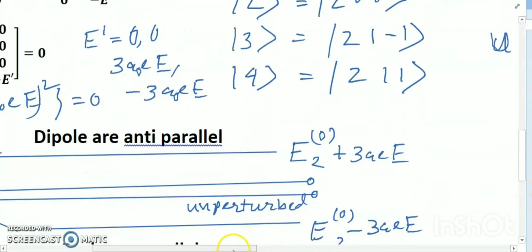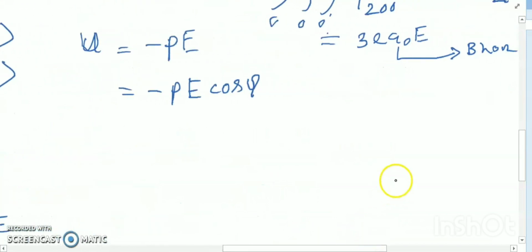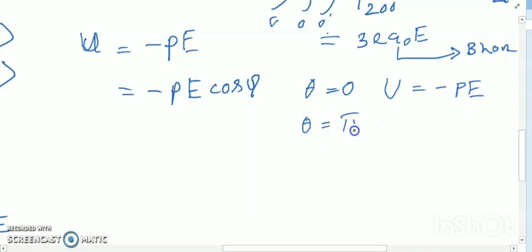So friends, PE cos phi. So potential is equal to minus PE cos phi, where theta is equal to 0, then U is equal to minus PE capital E. When theta is equal to pi, then U is equal to PE.